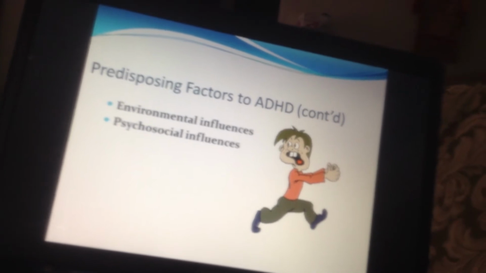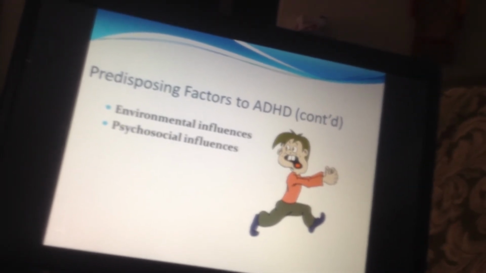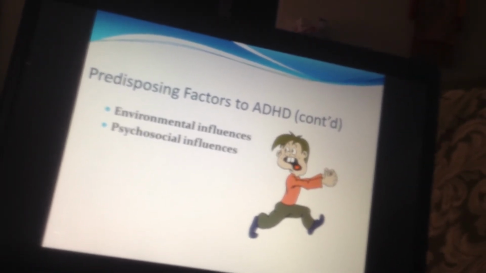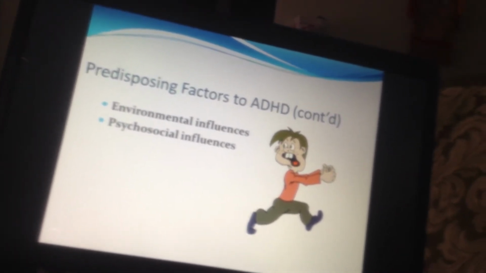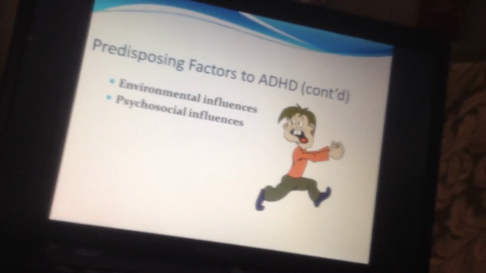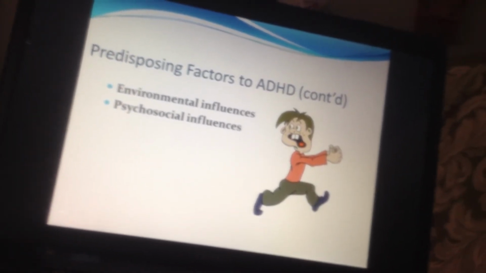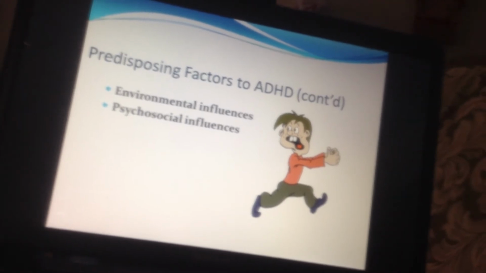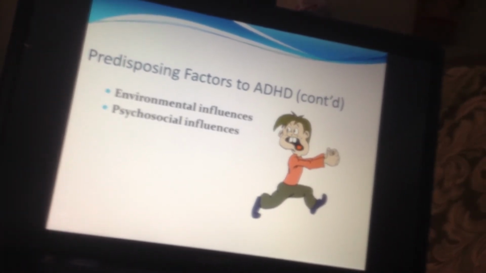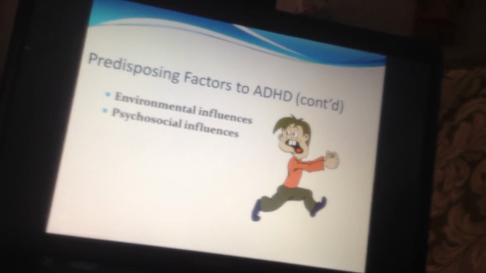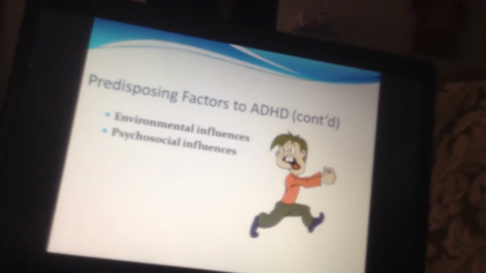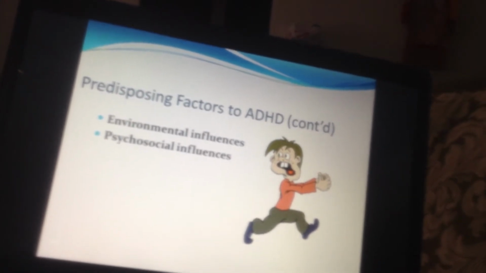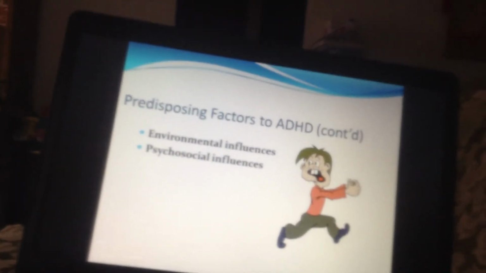Environment has influence as far as whether a kid could be predisposed to ADHD or not. Especially with lead, if they were someone who had lead poisoning, then they could be predisposed to ADHD. Psychosocial influences, if the child had a disruptive family, or if the family was a low socioeconomic family, then you would see that they have more problems with ADHD.